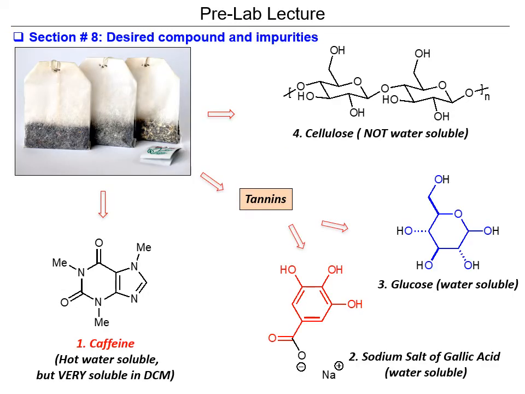So, from our initial solid-liquid extraction of tea leaves, we must be able to handle the following four compounds. First, caffeine, our desired compound, will be dissolved in the hot water we use to brew the tea. Next, we will also expect to extract out of the leaves the dark tannins. These tannins will be broken down and turned into the sodium salt of gallic acid and glucose, both of which are water-soluble impurities. Finally, the leaves and the bags from the tea are unwanted cellulose products and are not water-soluble impurities.